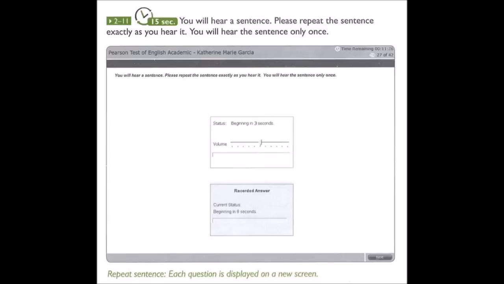Four. The financial report for the last quarter will be available this afternoon.